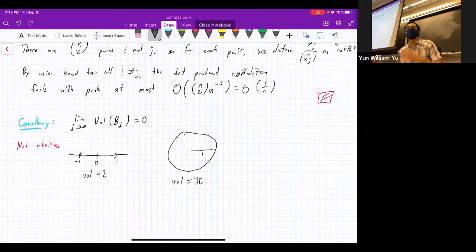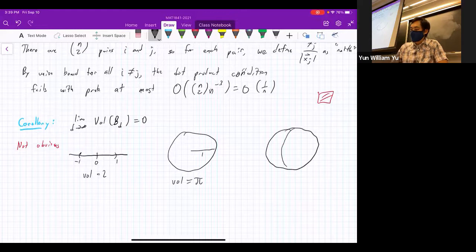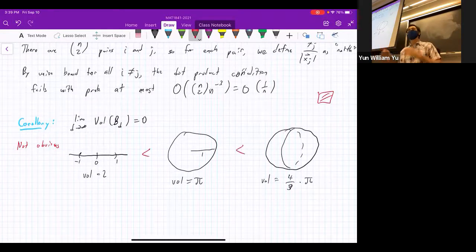Just pi, because pi r squared. And if we have a sphere, well, the volume of this is equal to 4/3 pi. And one of the things you might notice is, well, it doesn't look like the volume is going to 0. In fact, this volume gets bigger as the dimension goes up.